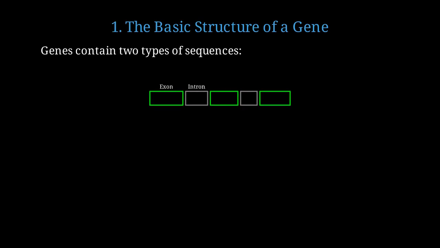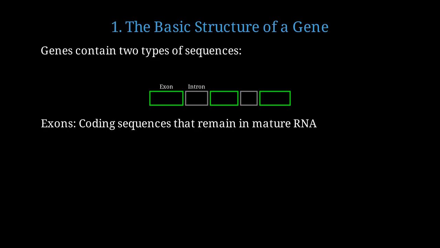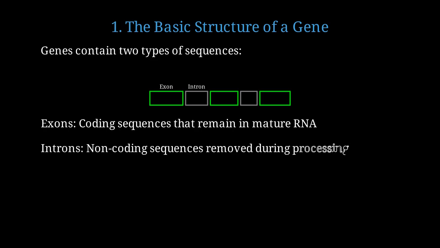First, let's understand the basic structure of a eukaryotic gene. Eukaryotic genes contain two main types of sequences. Genes are made of exons, which code for proteins, and introns, which are non-coding sequences between exons. Exons are the coding sequences that remain in the final mature RNA. Introns are non-coding sequences that get removed during RNA processing.